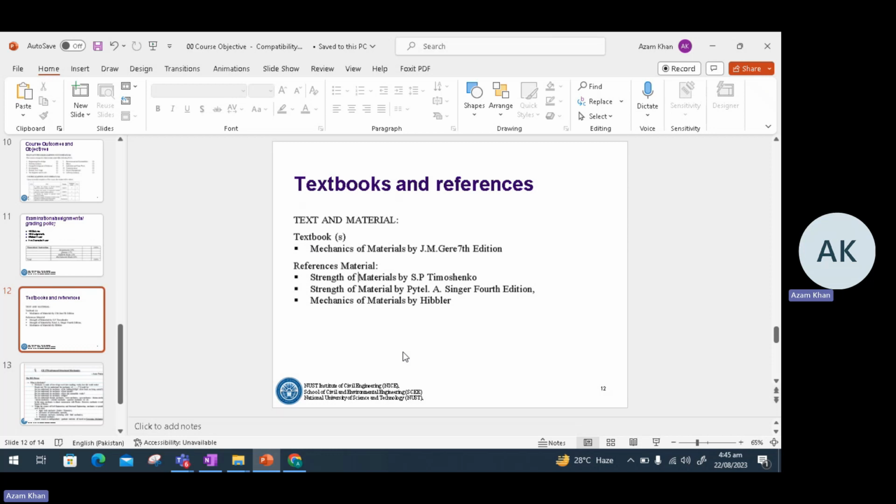Reading books is important, and by reading books, you can develop very interesting concepts. So besides this textbook, I will also follow Mechanics of Materials by Hibbeler. This is another very well-known book, and we will do some problems from Hibbeler.